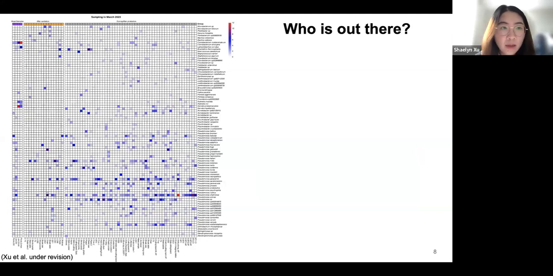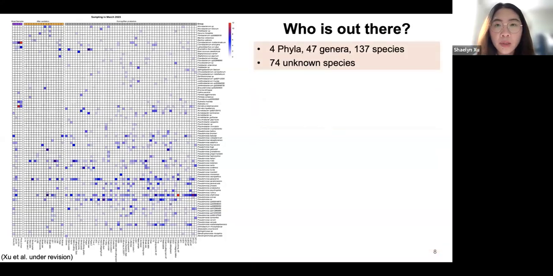Okay, so obviously there is a lot of data here, and I would love to sit and tell you everything about this, but I would like to save this for when you read my manuscript. So overall, what I found is a very diverse microbiome in this processing facility. Across 4 different phyla, 47 genera, and a total of 137 species were identified. In addition, there were 74 potential new species that cannot be classified based on the current taxonomy database.